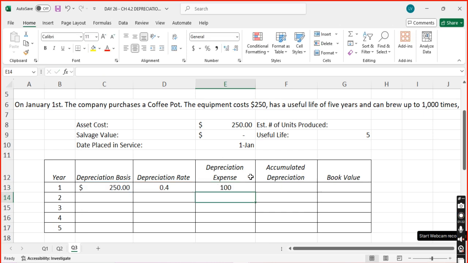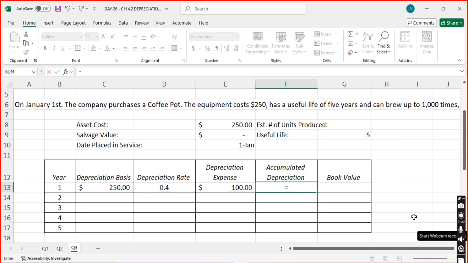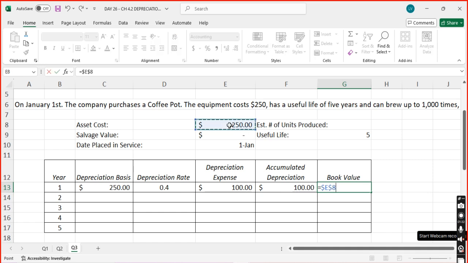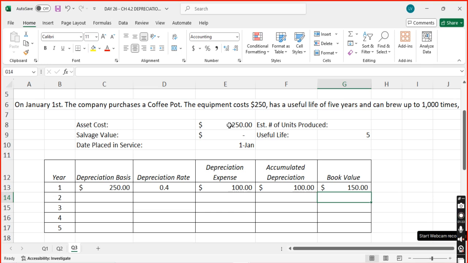So what's your accumulated depreciation for the first year? Yes, because here there are no previous years, since you're depreciating for the first time, so it would be your current year's depreciation expense. And therefore, what is your book value going to be at the end of year 1? 150, right? You take your 250 minus the 100 and you get 150.